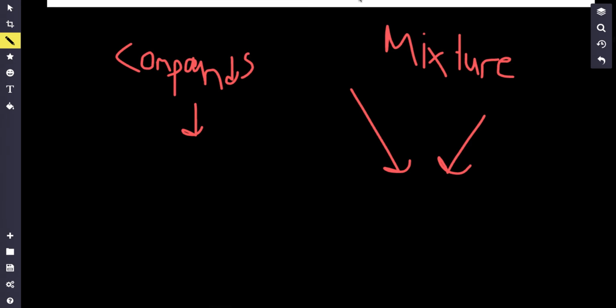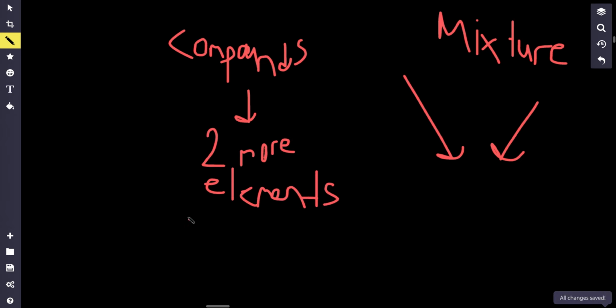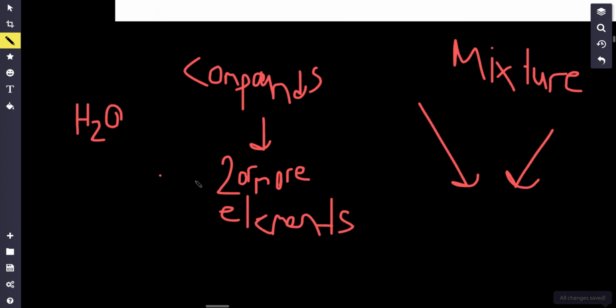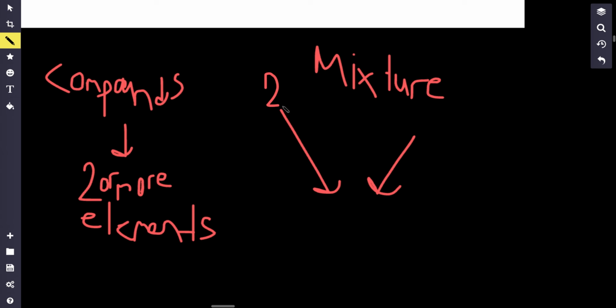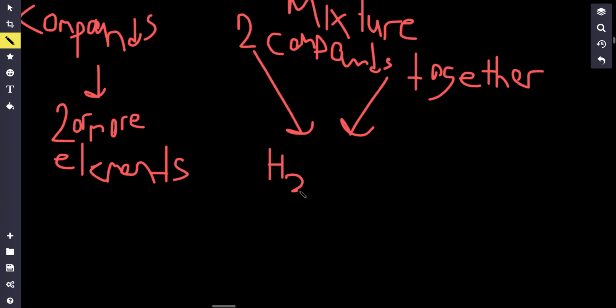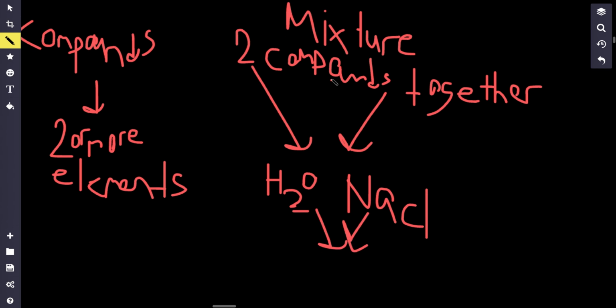So, compounds are when you have 2 or more elements. For example, water is a compound because it has 2 or more elements. A mixture is just when you combine 2 compounds together physically. So for example, if I combine water and table salt, I'm combining 2 compounds together. Therefore, this is a mixture.